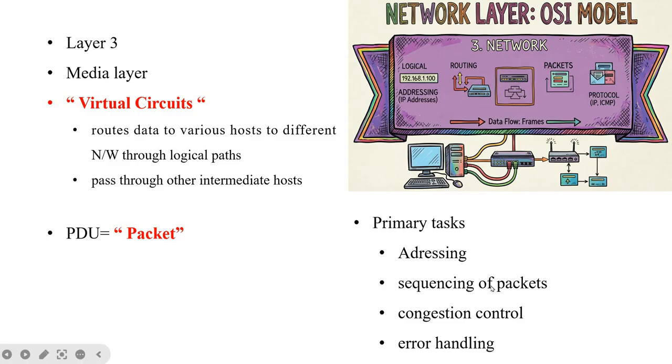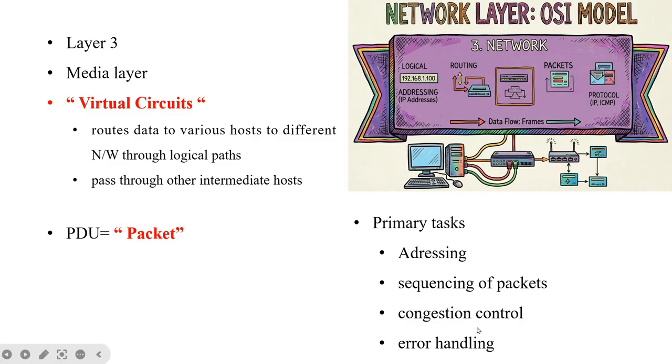Second is sequencing of packets. That is, when you send a large file, it is broken into thousands of tiny pieces called packets, and these packets often take different routes through the internet and might arrive out of order. That is the sequencing of packets.